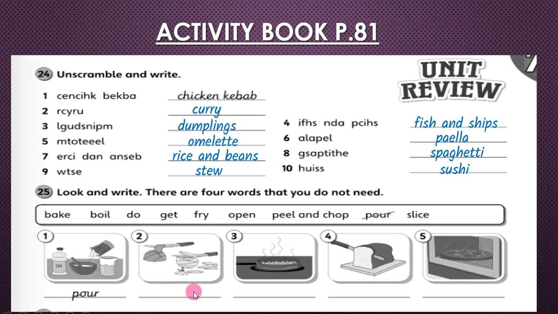It's pour. Number 2, we have 2 verbs here. One of them is peel and the other one is chop. So peel and chop is number 2. Number 3 can't be boiling because this is a frying pan. It's not a boiling or a saucepan. So number 3 is not boil, it's of course fry. Here, when you cut something into a very thin piece, it's called slice. And finally, of course, when you put something in an oven, it is bake.